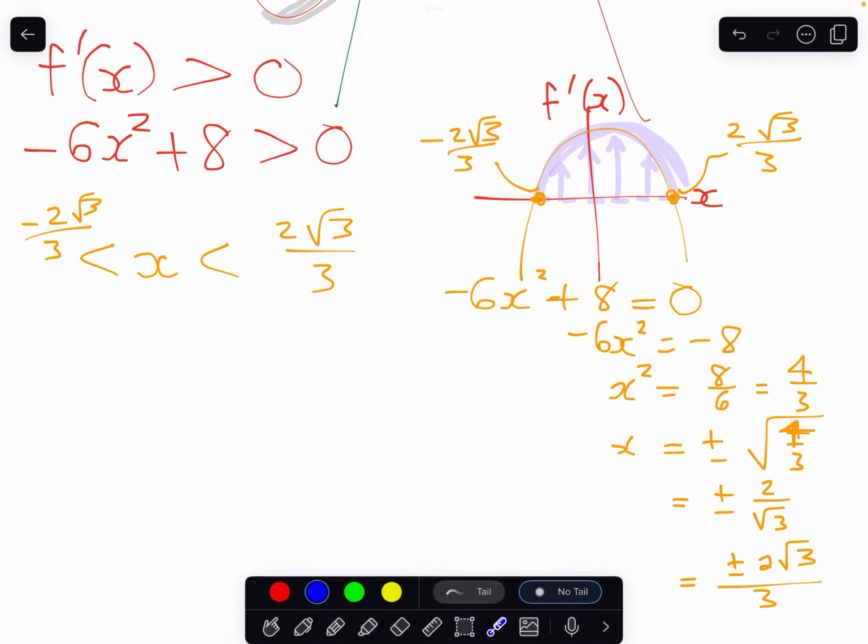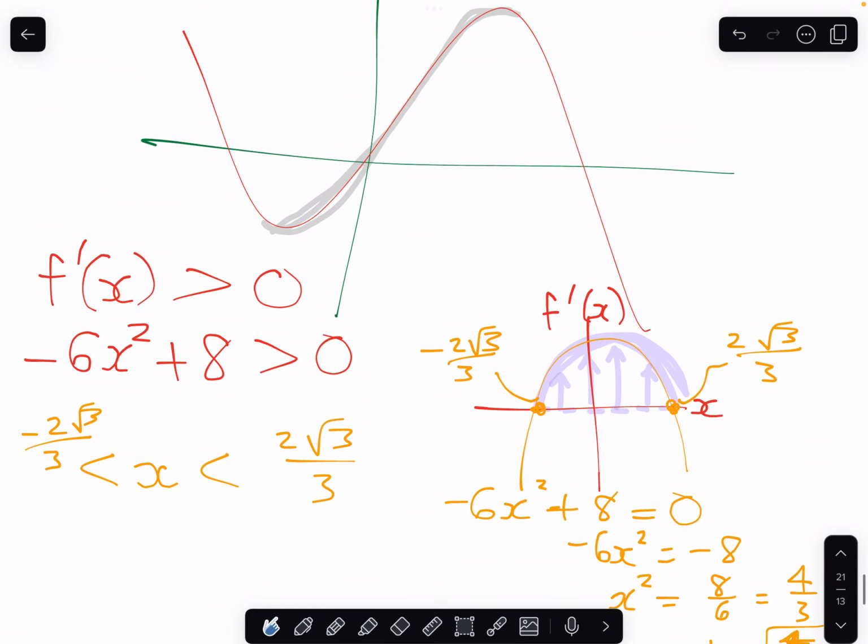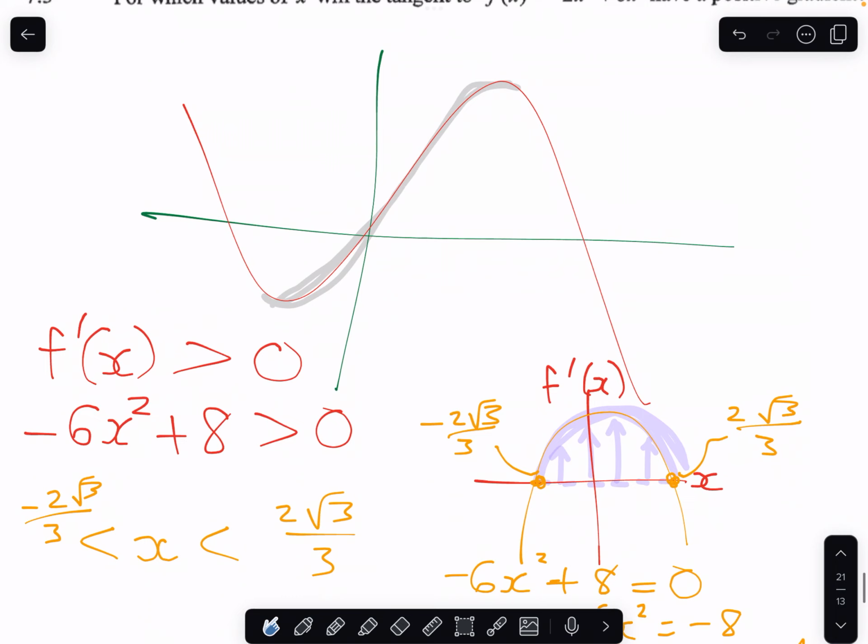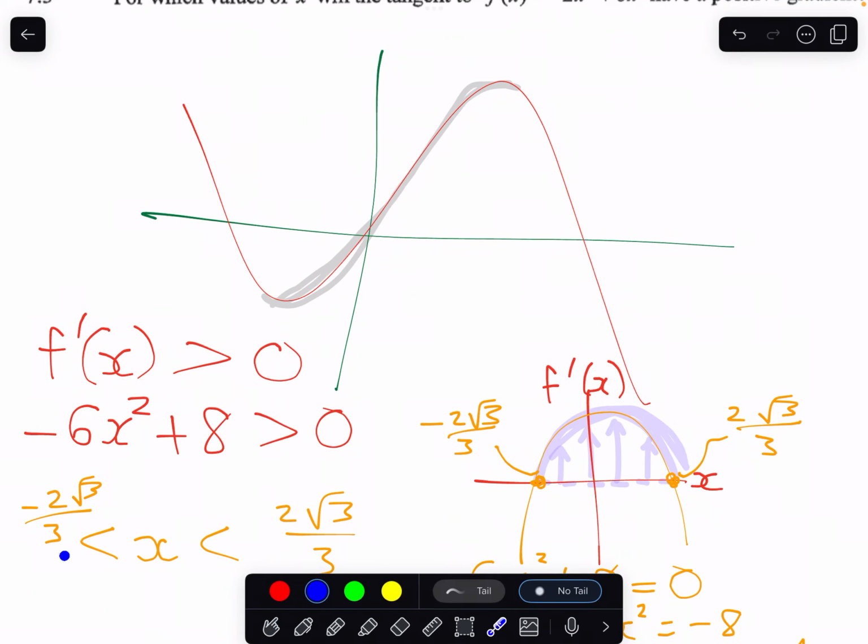So this is our solution set, right? So what is this saying? This is saying that when x is between these two, this is where we have our graph having positive tangents, positive gradient tangents.